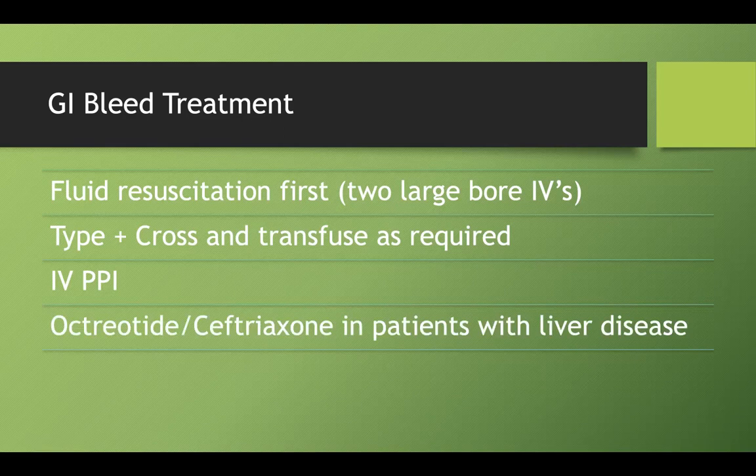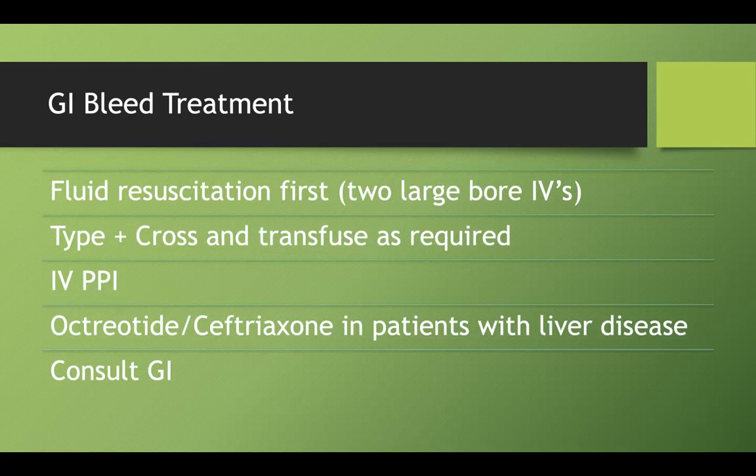If somebody has liver disease, you should give octreotide and ceftriaxone. That's been shown to improve mortality in people with variceal bleeds. And you should obviously consult your GI doctor if they get admitted. Oftentimes they're going to do an endoscopy, and if that's unrevealing, they might consider a colonoscopy or angiography or tagged RBC scan.